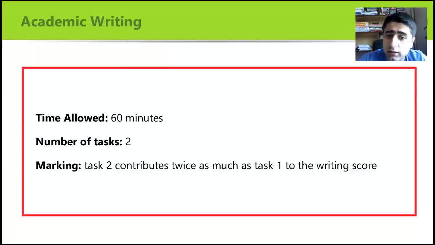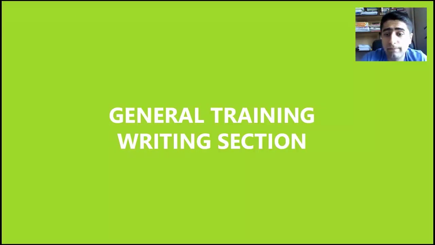For task number 1, you will be presented with a graph, table, chart, or diagram, and asked to describe, summarize, or explain the information in your own words. You may be asked to describe and explain data, describe the stages of a process, how something works. For task number 2, you will be asked to write an essay in response to a point of view, argument, or problem. Responses to both tasks must be in a formal style. Okay?